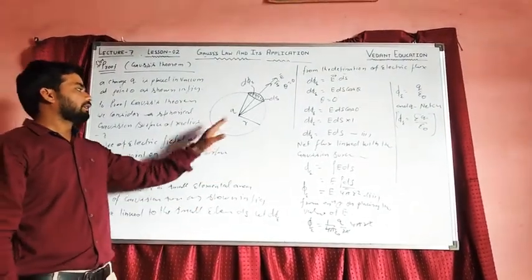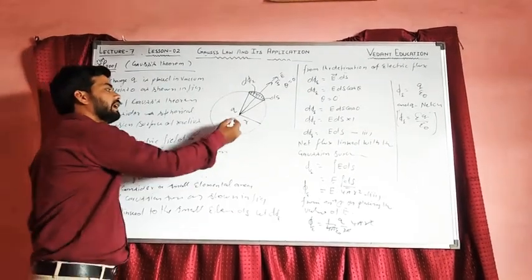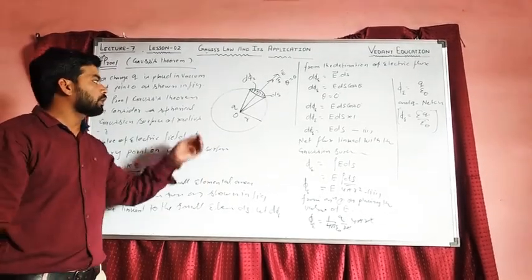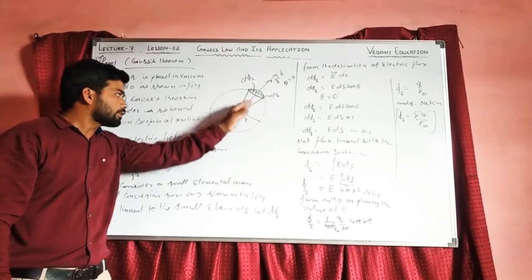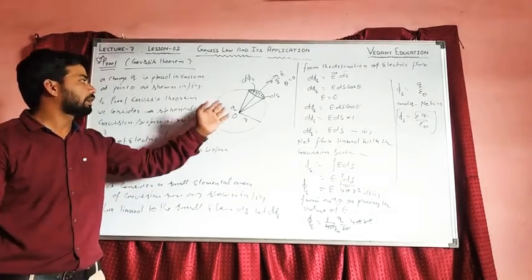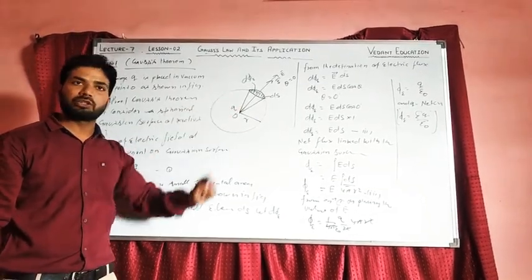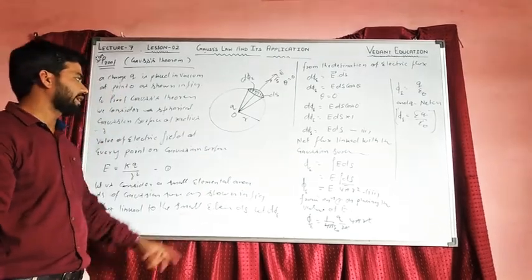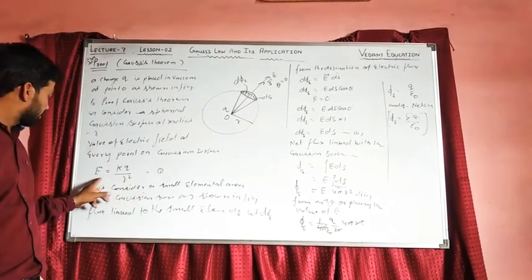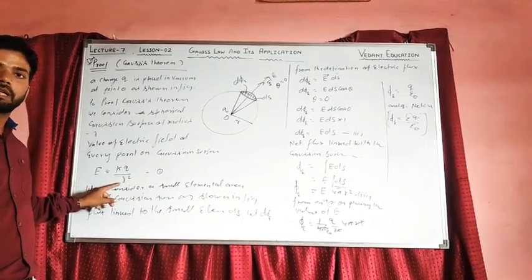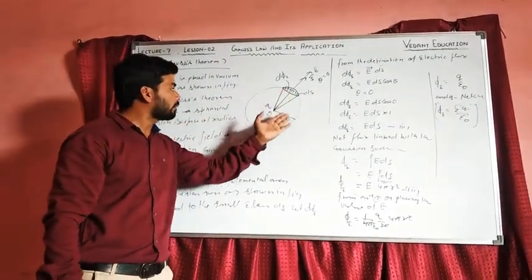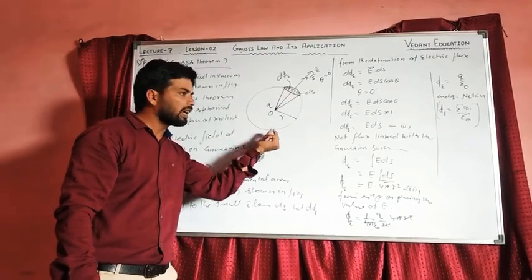This is basically the proof of Gauss's theorem. What we have done: a point charge is placed at point O. We wish to prove Gauss's theorem, so we enclose the charge by an arbitrary Gaussian surface. For this, we consider a spherical Gaussian surface of radius r, and the electric field at every point on the Gaussian surface is given by the formula kq by r square. It is the value of the electric field at every point on the surface of the sphere.